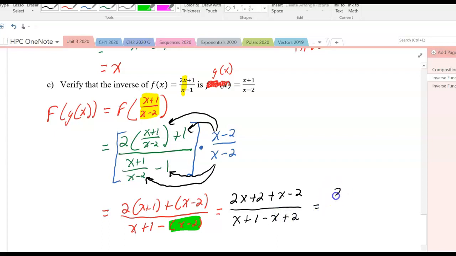plus, which is equal to 3x over 3. And 3x over 3 is x. So I just showed f of g of x was equal to x. You also need to show g of f of x is equal to x. So I'm going to leave that for you. And if both f of g of x and g of f of x are both equal to x, then we know that they are inverses.